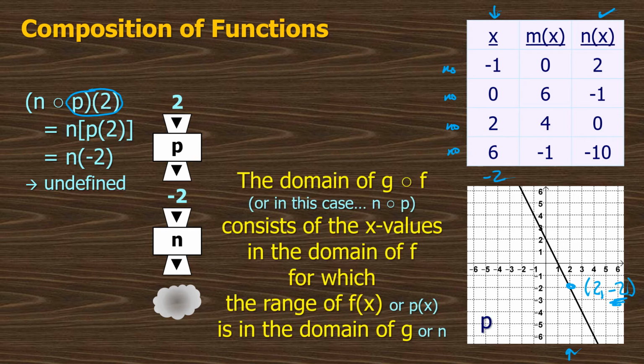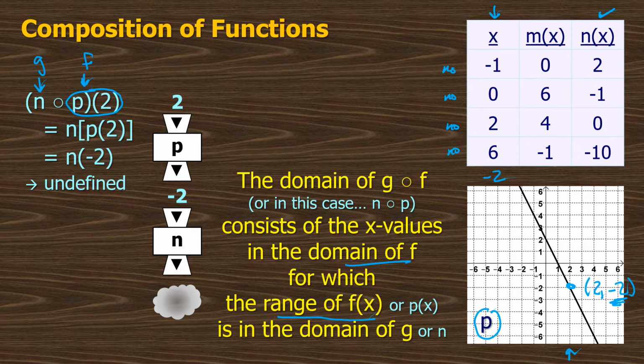You have to understand the domain of g of f will consist of only the x values in the domain of f for which the range of f of x is in the domain of g. Huh? All right, let's put it in terms like this. Our g that I'm talking about is really going to be known as n. The f that I'm referring to is really being represented by the p. So, first off, we have to look at the domain of f, or in this case, the domain of p, and that's all reals. So, we would start with all possible reals could work overall.